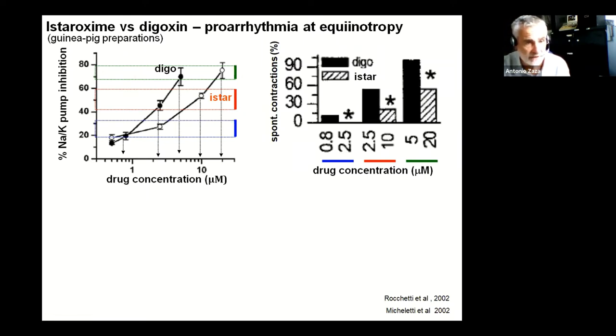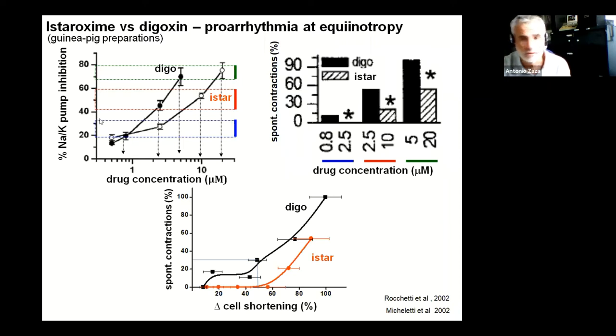And this implies that stimulation of SERCA is able to overcome the proarrhythmic effect of increase in SR calcium load. This is even more significant if, instead of looking at the sodium-potassium pump, we look at the actual inotropic effect of the two agents. Here is the change in cell shortening, which is sort of a readout of inotropy. And here again, the incidence of spontaneous after-contractions. And you see that while for digoxin even a small increase in inotropy is associated with after-contractions, for istaroxime there is a wide range of increase in inotropy that is not associated with any after-contractions. So again, this shows that for the same level of inotropy and sodium-potassium pump inhibition, SERCA stimulation is antiarrhythmic.